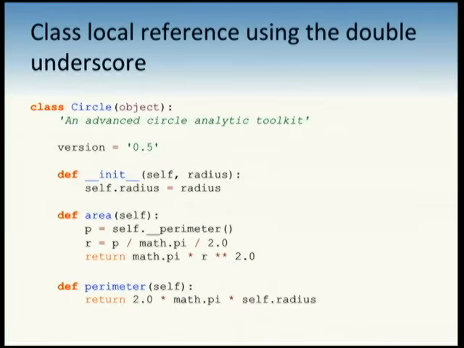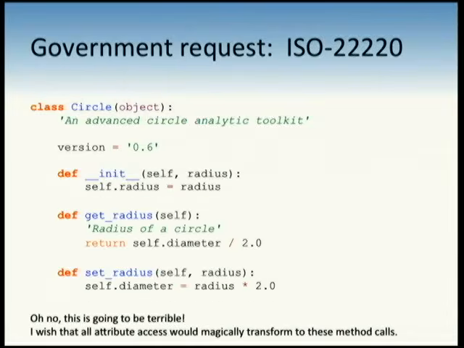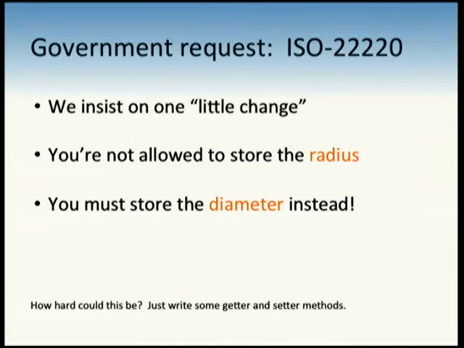It's actually the opposite of privacy. It's all about freedom. It makes your subclasses free to override any one method without breaking the others. Okay, we're halfway to a government contract, but we're also in violation of ISO 2222. This is a huge problem.